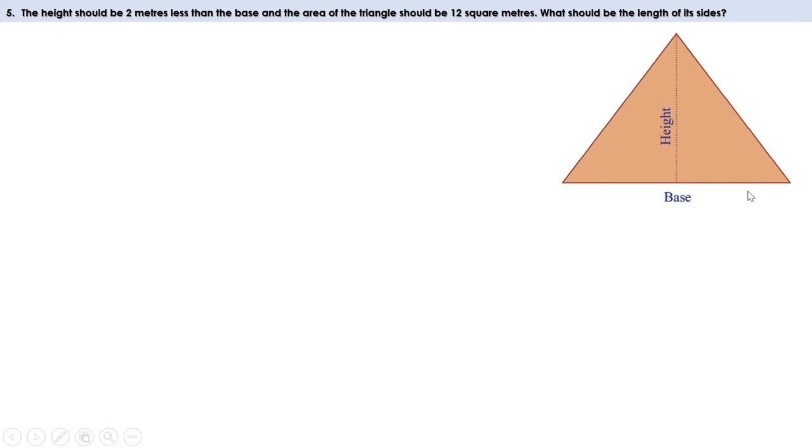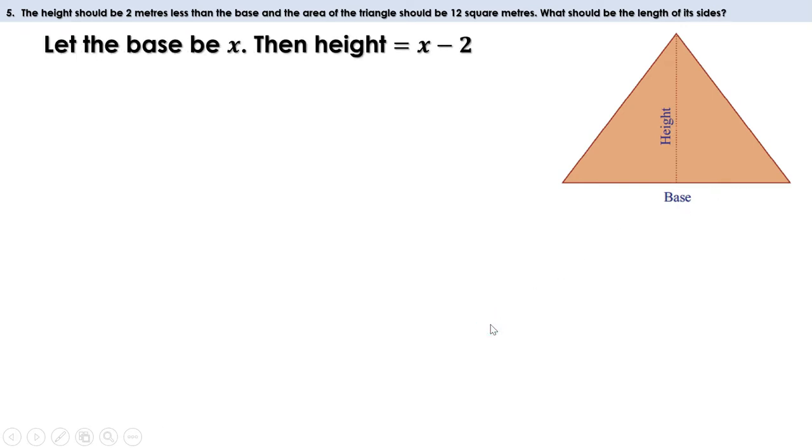Let us take the base as x meters. Then height is 2 meters less than x, or x minus 2. Given that the area of the triangle is 12 square meters, area of a triangle is half into base into height. So we can write half into x into x minus 2 equal to 12. Let us take 2 on the other side. Then 1 into x into x minus 2, or x into x minus 2, equal to 12 into 2, or 24.